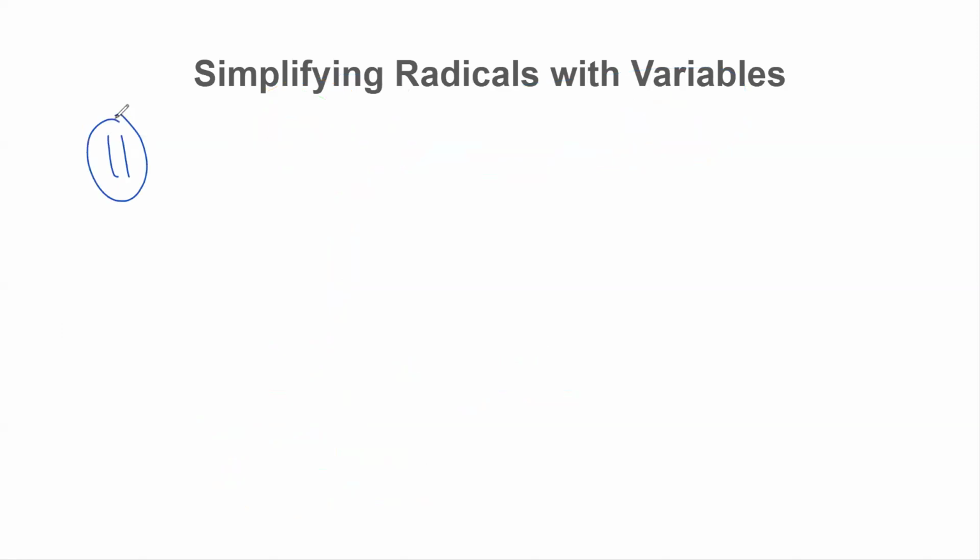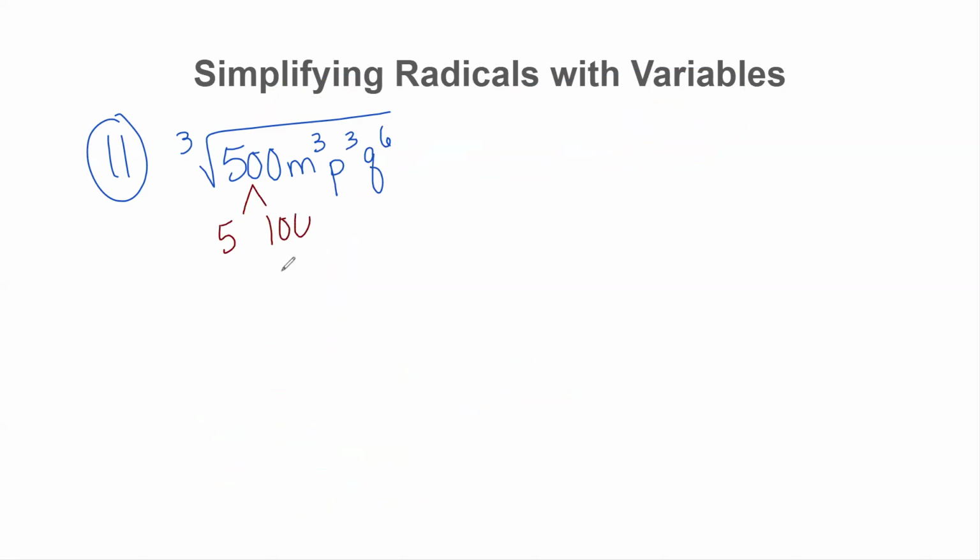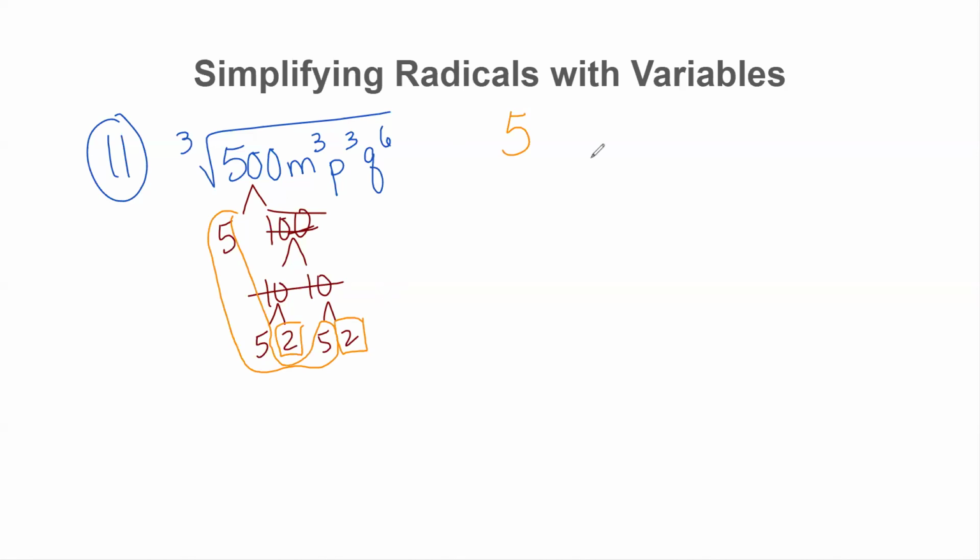2 more. Number 11, cube root 500 m^3 p^3 q^6. So that's 5 times 100, which is 10 times 10, 5, 2, 5, 2. Only looking at the primes, looking for triplet. 5, 5, 5. So he's going to pop out. 2 and 2 are not in a triplet, so 2 times 2 makes 4 back in the cube root.